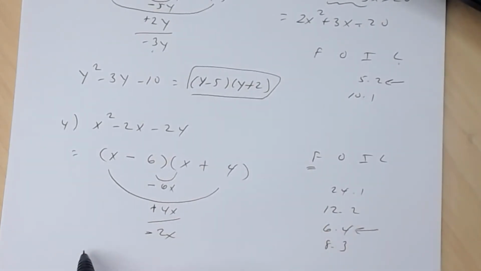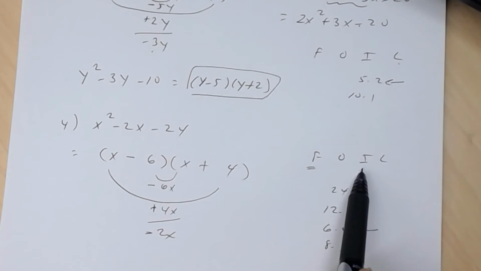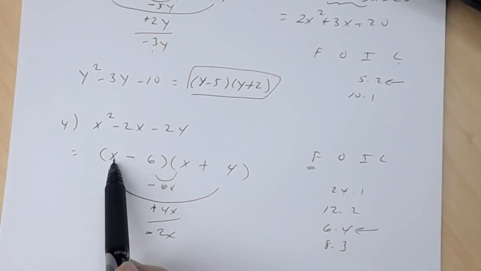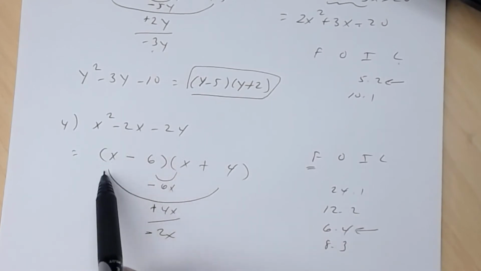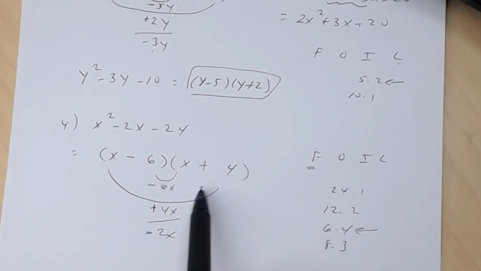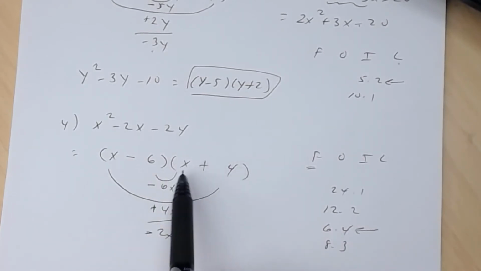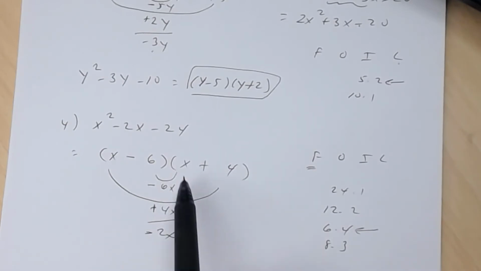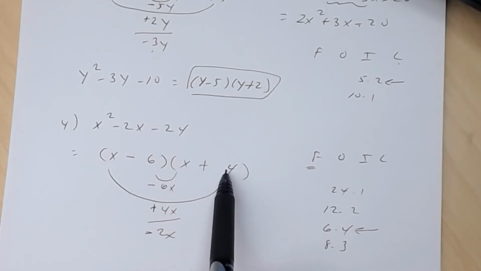Okay? So, again, before you go on, always make sure you FOIL this thing out to make sure you get this. So x times x, the first is x squared. The outer, x times 4 is 4x. The inner, negative 6 times x is a negative 6x. And when I combine them, I get a negative 2x, and then a negative 6 times a positive 4 is a negative 24. Okay, so that's going to work.